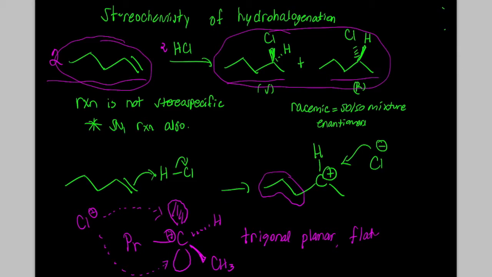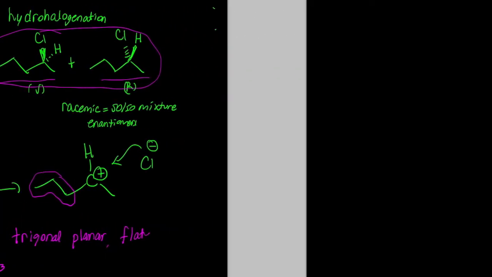We're just saying that half the reaction mixture can provide the S or the R through a 50-50 chance of attack on either side of this flat planar carbocation intermediate. And it's like flipping a coin. It has an equal chance of landing on heads or tails. All right? So let's do some practice problems here.